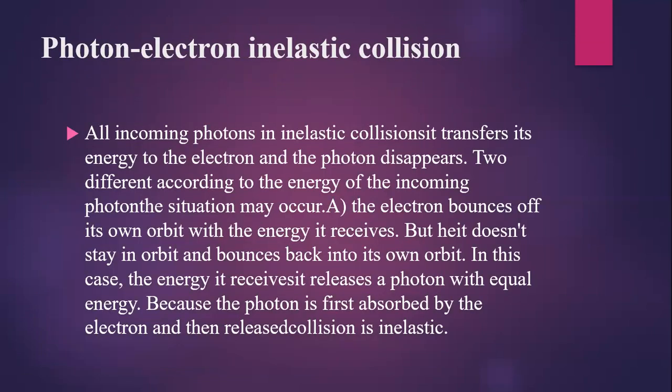Photon-electron inelastic collision. In inelastic collisions, the incoming photon transfers its energy to the electron and the photon disappears. Two different situations may occur according to the energy of the incoming photon. A. The electron jumps off its own orbit with the energy it receives, but it doesn't stay in another orbit, and points back into its own orbit. In this case, it releases a photon with the energy it received, because the photon is first absorbed by the electron and then released, as in an elastic collision.